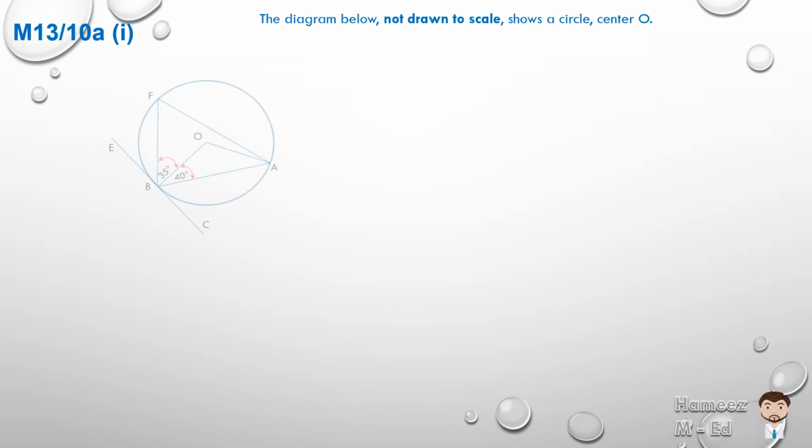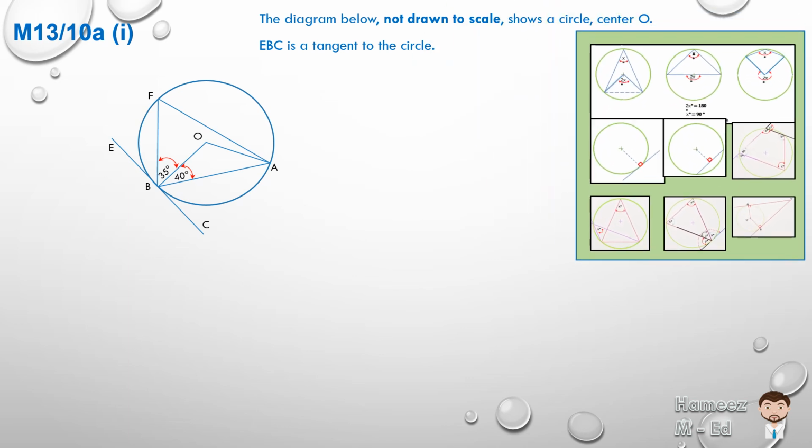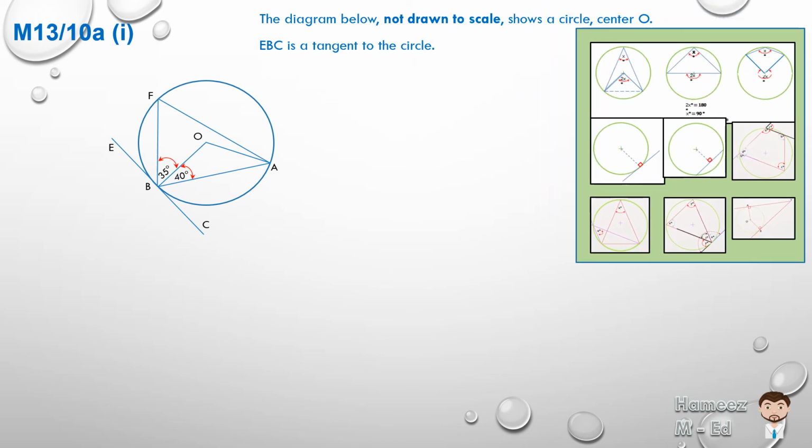May 2013, number 10A, part 1. The diagram below, not drawn to scale, shows a circle, center O. EBC is a tangent to the circle. That indicates that the straight line touches the circle at one point, at the point B. Angle OBA is equal to 40 degrees, which is identified on the triangle, and angle OBF is equal to 35 degrees, which is also identified in the triangle.